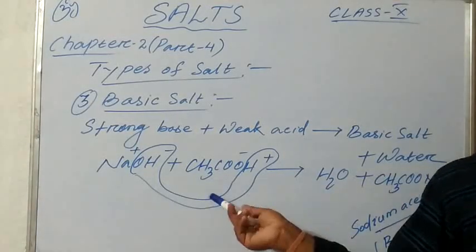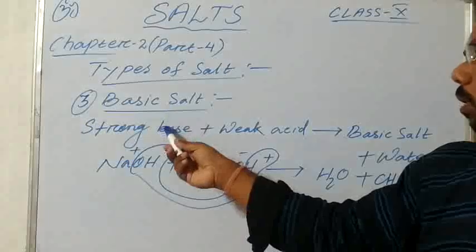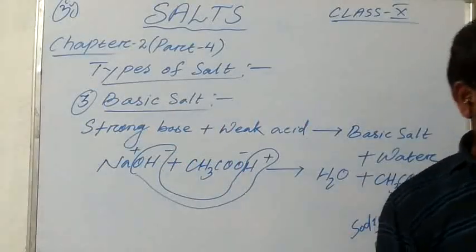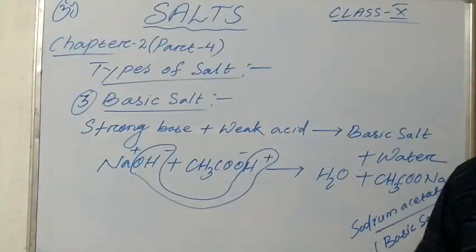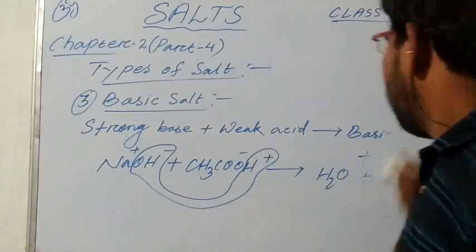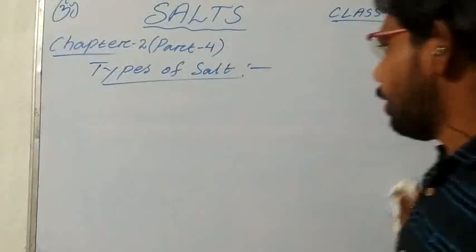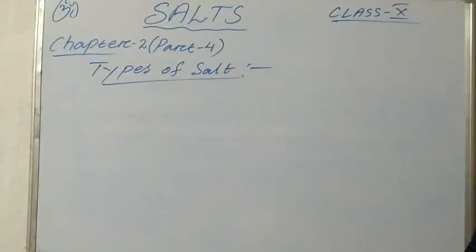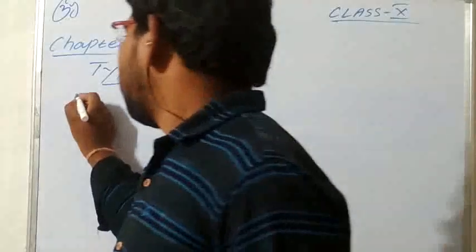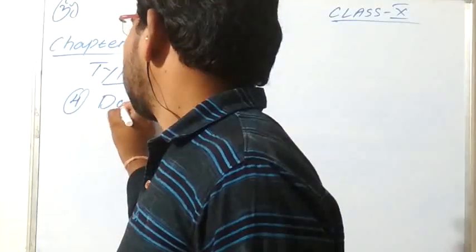Okay, basic salts are formed by the reaction between a strong base and a weak acid. This is the third type of salt. Next we will discuss the fourth type of salt, that is the double salt.